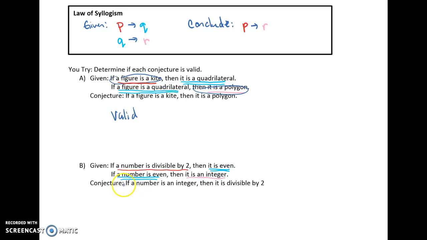So this conjecture is not valid because it's not in the right order. This goes if R, then P, which is not what we want. Okay?